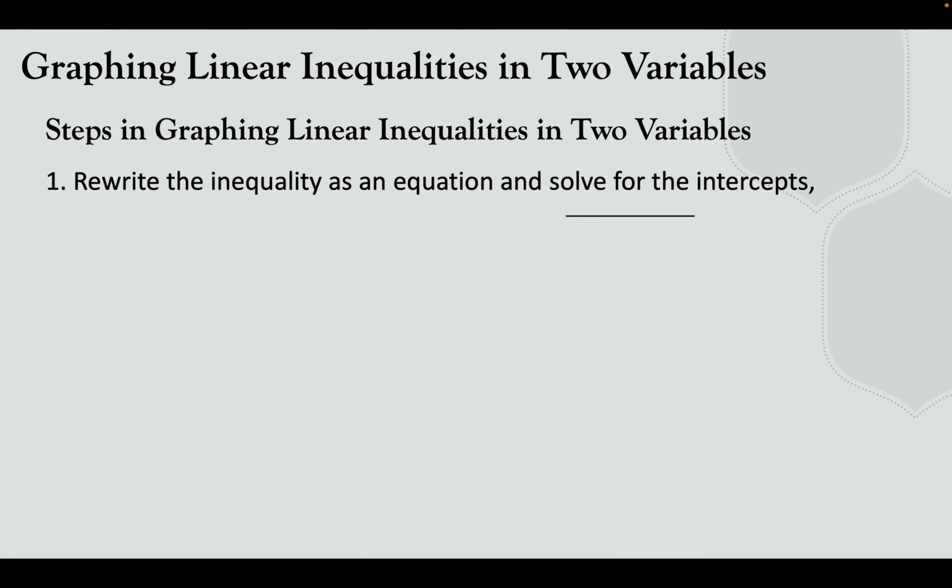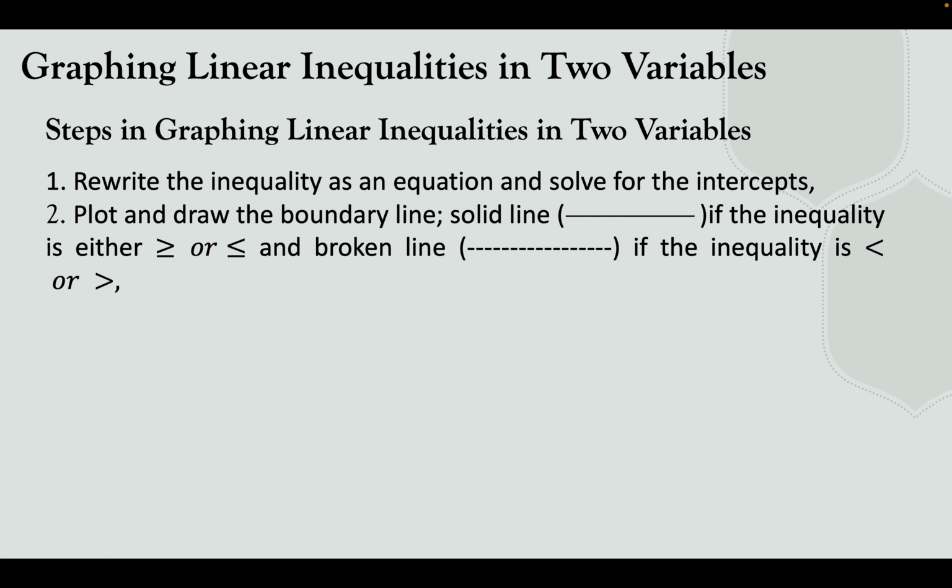So step number one, we need to rewrite the inequality as an equation and solve for the intercepts. After you solve the intercepts, you may now plot and draw the boundary line. You use a solid line if the inequality is either greater than or equal or less than or equal, and a broken line if the inequality is less than or greater than.